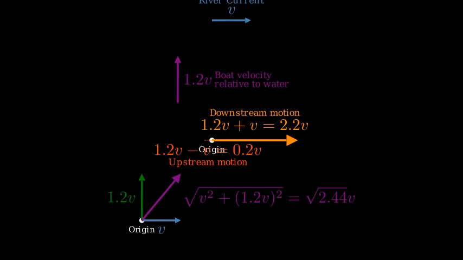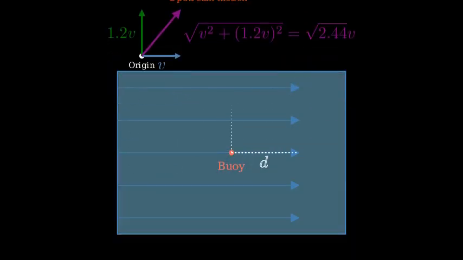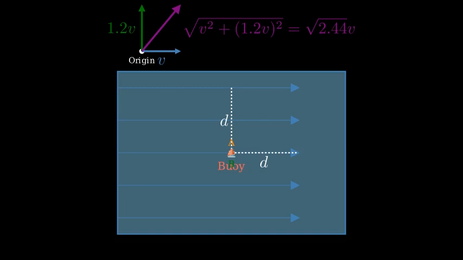Now, let's animate the boats' journeys. Both boats start at the buoy and travel the same distance d before turning back. Boat A travels downstream at speed 2.2 v. It then returns upstream at the slower speed of 0.2 v.